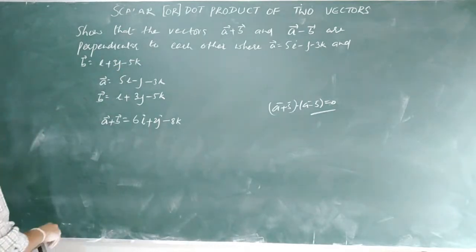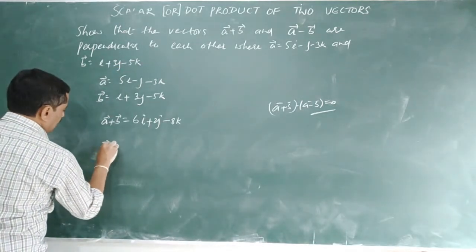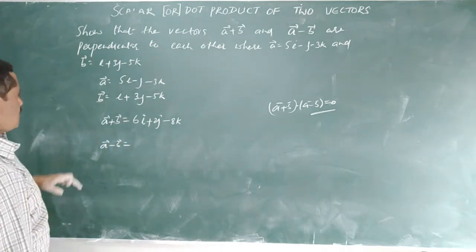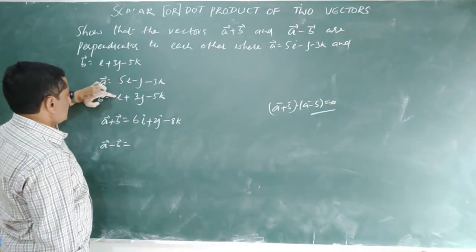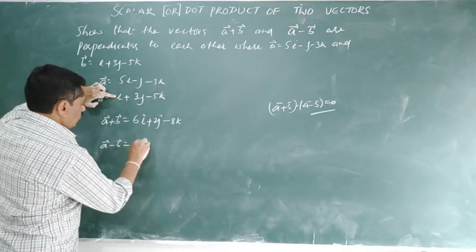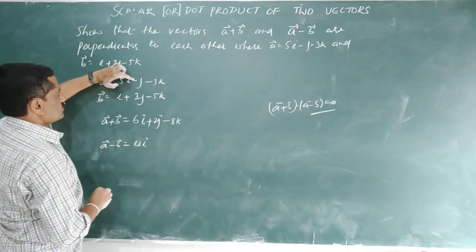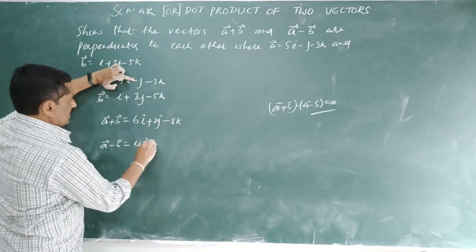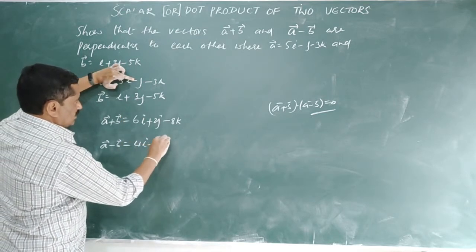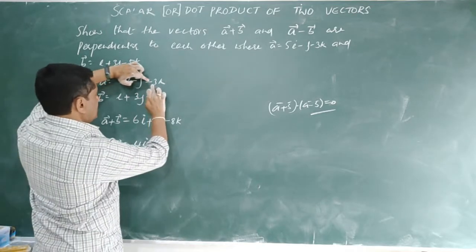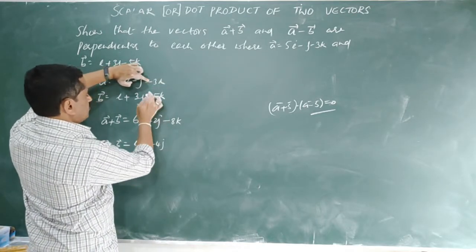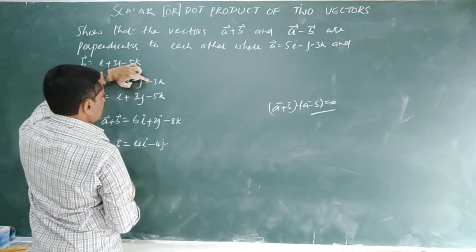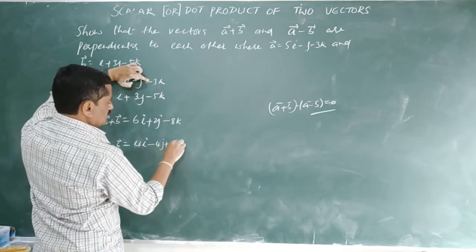Similarly, the subtraction of the two vectors, that is a bar minus b bar, is equal to 5 minus 1, we have 4i. Again minus 1 minus of plus 3, that is minus 4j. Again minus 3 minus of minus 5, so that is plus 5, we have plus 2k.